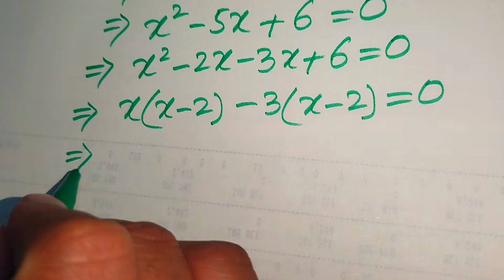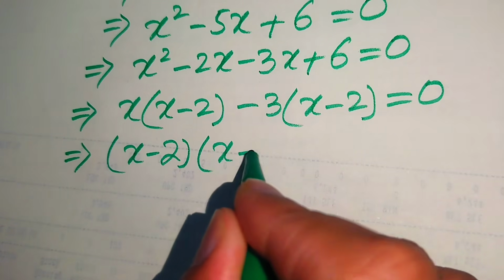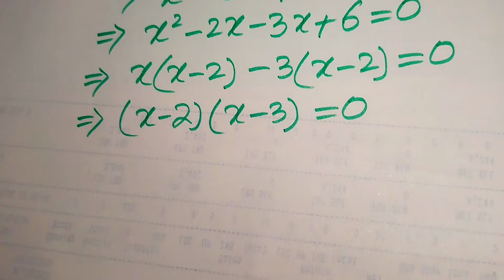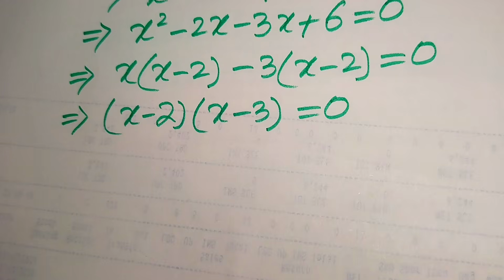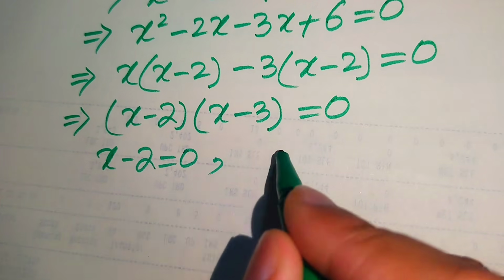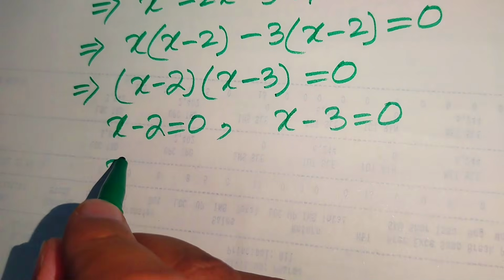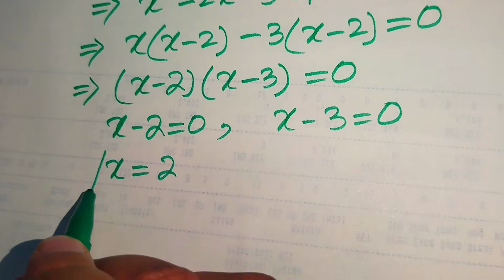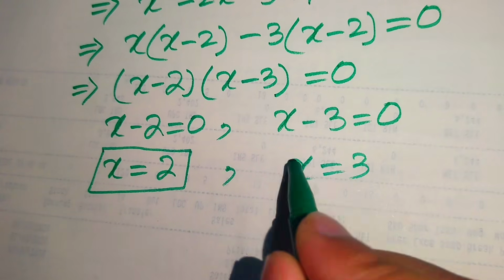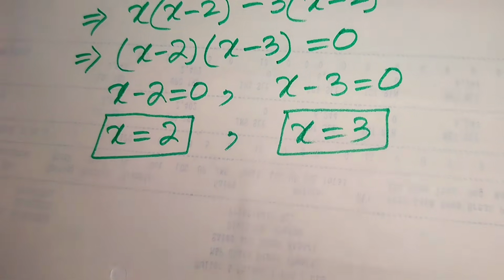And further in the next step we take common x − 2, and we get the remaining values x − 3, and this whole equation is equal to 0. And now we divide this equation into two cases. The first case is we write x − 2 = 0, and the second case is we write x − 3 = 0. From here we get the value x = 2. This is the first root of the given equation, and from here we get the value x = 3. This is the second root of the given equation.